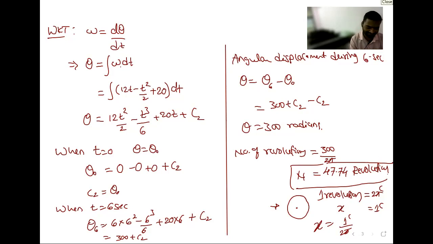Okay, right. There is one more problem in your notes. You can take it as homework and you have to solve that. I have already uploaded this, number 5, curvilinear motion.